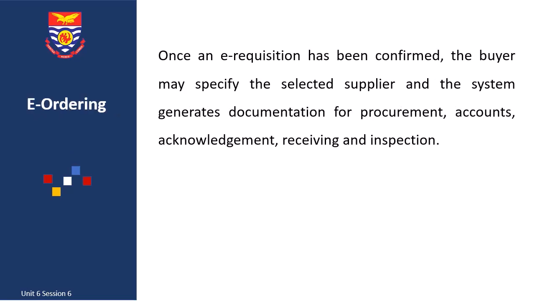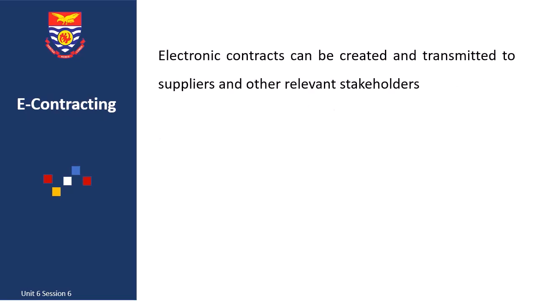We also have e-ordering. Once a requisition has been confirmed, the buyer may specify the selected supplier and the system generates documentation for procurement, accounts, acknowledgement, receiving, and inspection. E-contracting is when electronic contracts are created and transmitted to suppliers and other relevant stakeholders. So whatever contracts you are drawing up, whatever contracting you need to do, everything is done online. That is e-contracting.